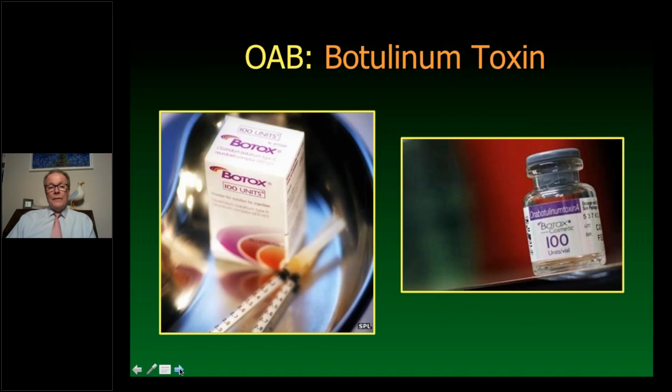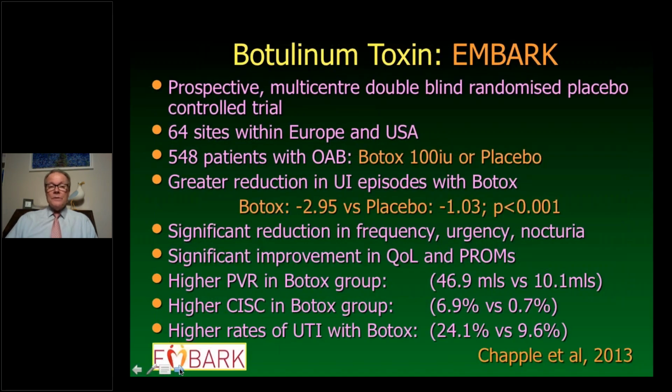What about our patients who fail on drug therapy? Then, of course, we may think about the more invasive therapies such as botulinum toxin. And these are the results from the EMBARK study, which was a prospective multi-center double-blind placebo-controlled trial in Europe and North America. So this is looking at around 550 patients with overactive bladder. And as you can see, there was a significantly greater reduction in frequency, urgency, and nocturia, as well as urgency incontinence episodes with botulinum toxin as compared to placebo.